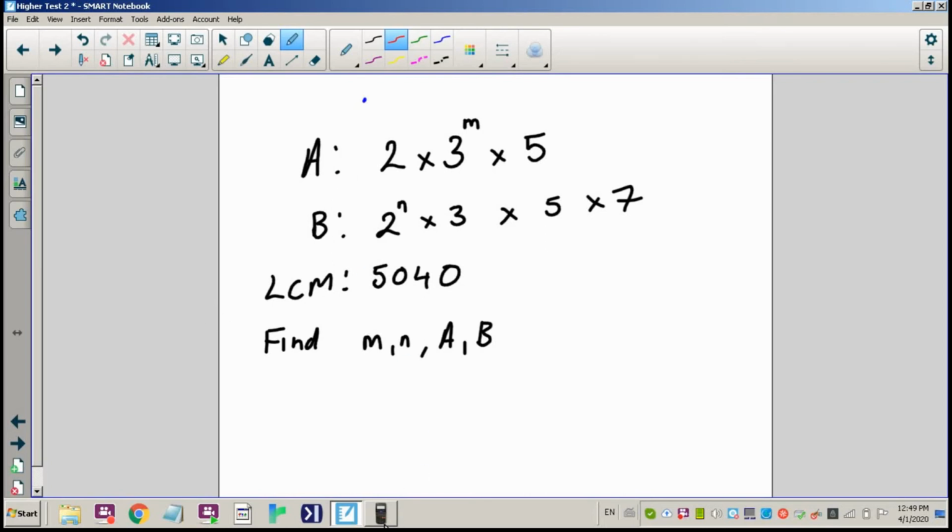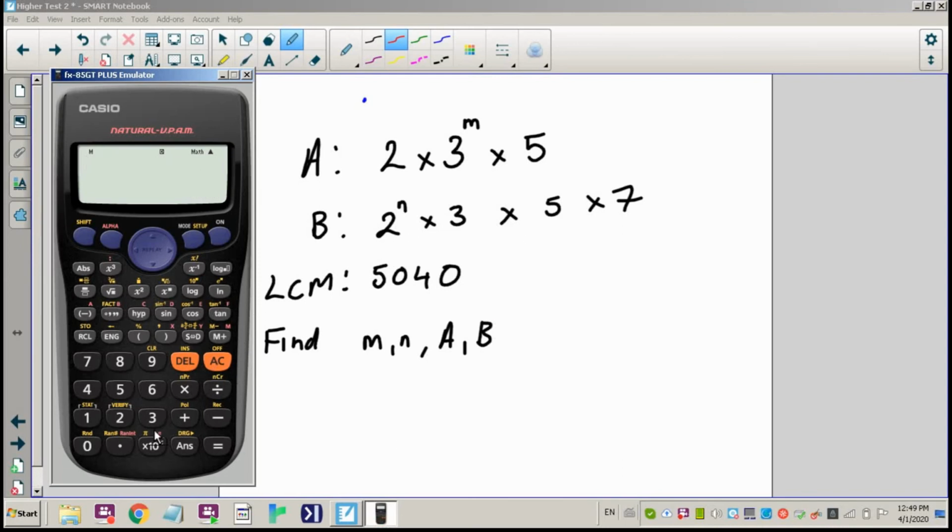Right, first things first, we're going to write the lowest common multiple as the product of prime factors. So you type it in, and then you press Shift, and then there's a little button with the commas and full stop, if you will, with FACT above it.